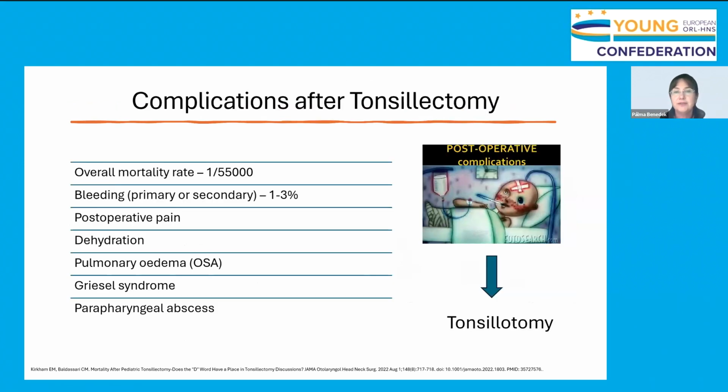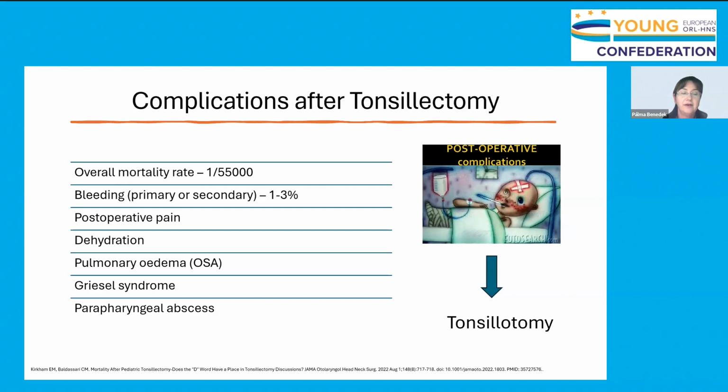Naturally, as a surgical procedure, tonsillectomy could have complications. The overall mortality rate is 1 per 55,000 procedures. The most common complication is bleeding, which could be primary or secondary, and its rate is between 1 and 3%. Other complications could be prolonged postoperative pain and dehydration. In patients with obstructive sleep apnea syndrome, pulmonary edema can develop, and rarely we can find Grisel syndrome and parapharyngeal abscess. In patients with sleep disordered breathing, a hypertrophic but healthy tonsil needs to be removed.